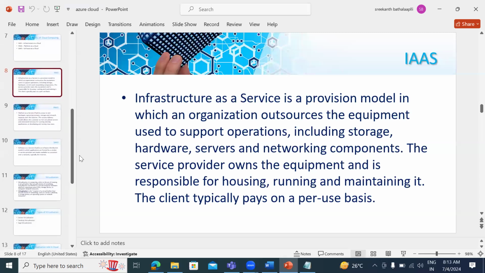Service-wise also, when we discuss Azure services, try to categorize them. Computing, storage, and network mostly come under IaaS. What are the PaaS-based services? Those we'll all discuss.